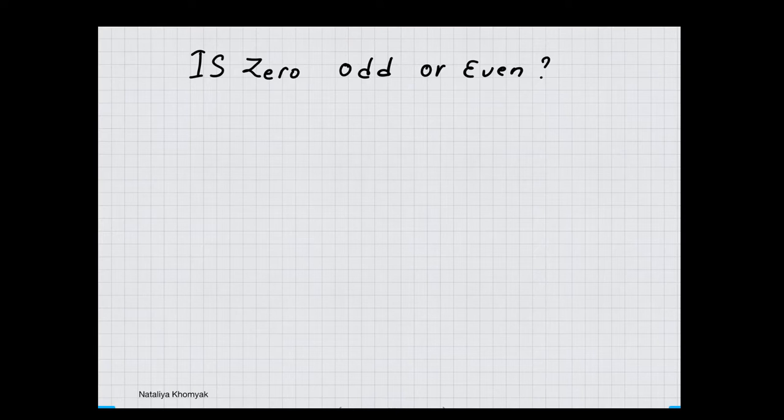Here's a question, is 0 odd or even? So let's see if we can generate 0 using one of those formulas. To generate odd numbers, we have to do 2n plus 1. To generate even numbers, we just do 2 times n. So I'm going to do some trial and error and see what works.